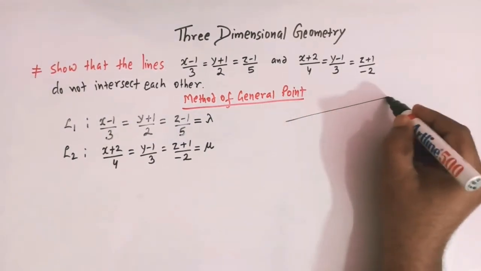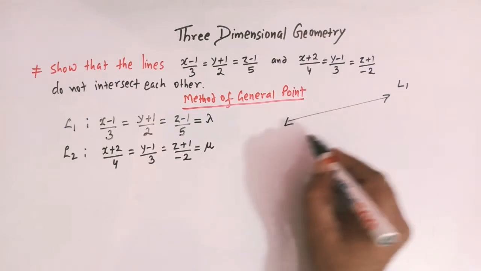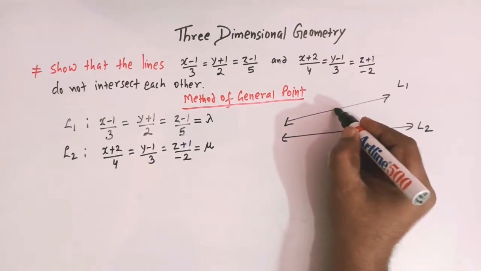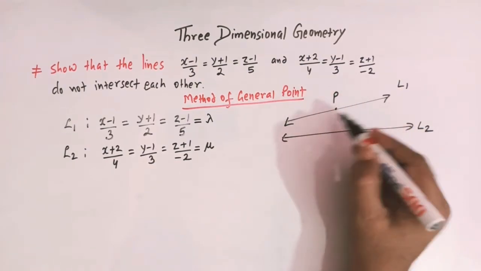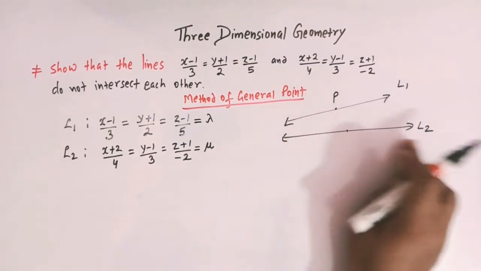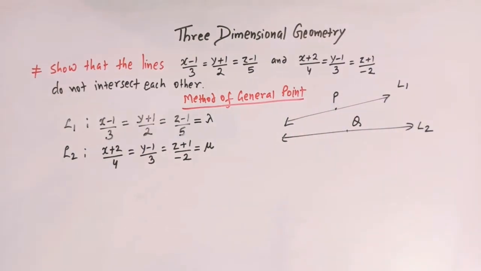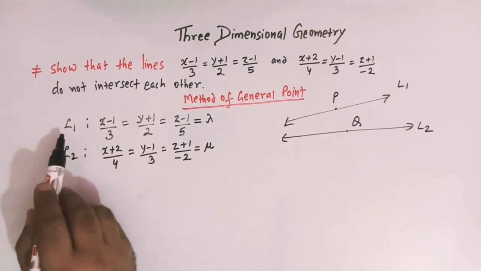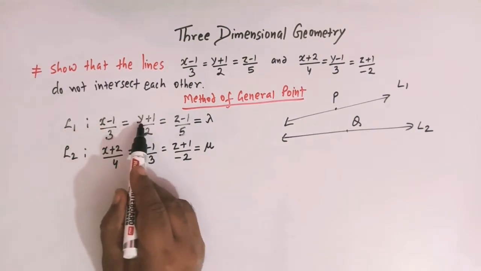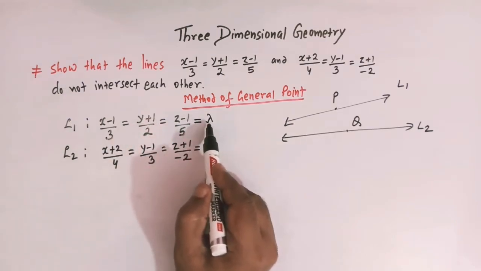Suppose this is the line L1 and this is the line L2. We'll try to find the coordinates of the general point lying on line L1, say P, and the general point lying on line L2, say Q. Let us first take line L1: (x minus 1) over 3 is equal to (y plus 1) over 2 is equal to (z minus 1) over 5 is equal to lambda.